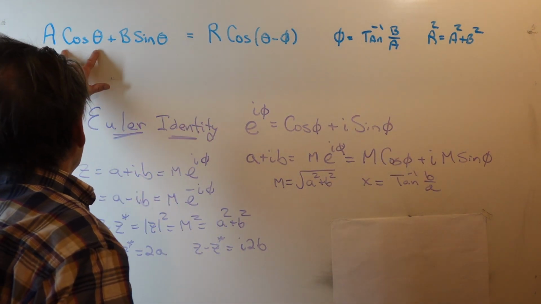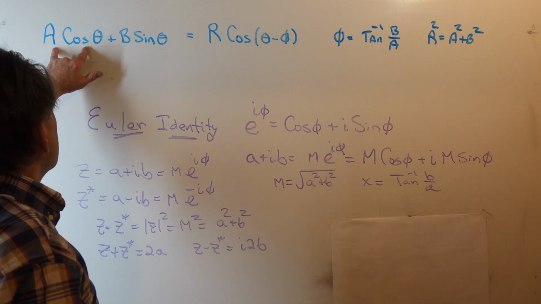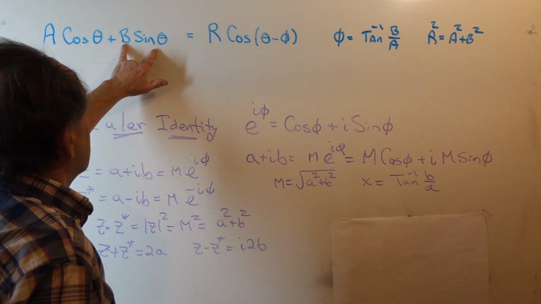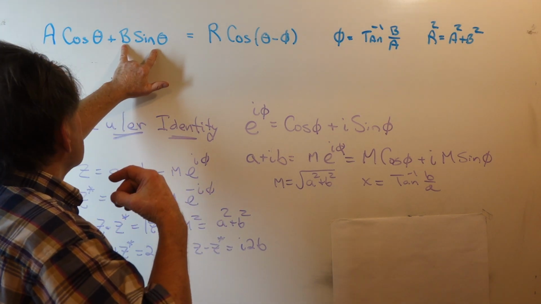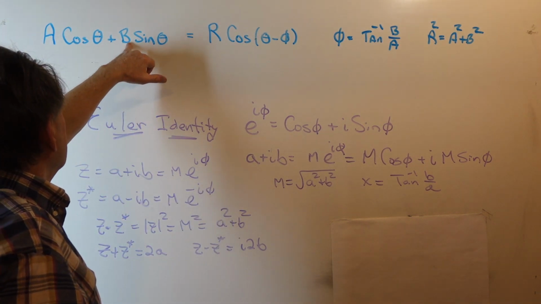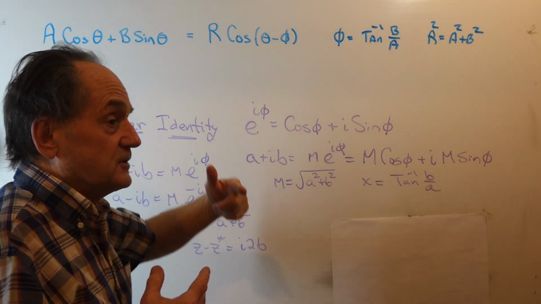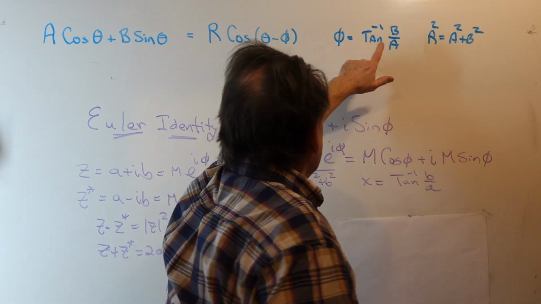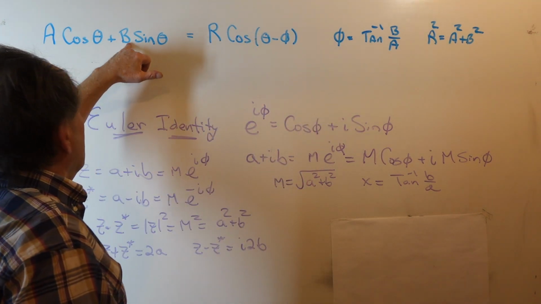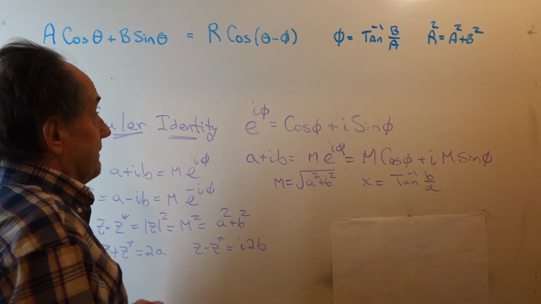And the way we can remember this is if you write A cosine theta plus B sine theta, the arctangent is B over A, the amplitude of the sine over the cosine. Remember, tangent is sine over cosine, so the tangent of phi would just be B over A.